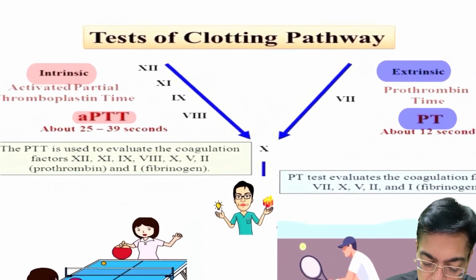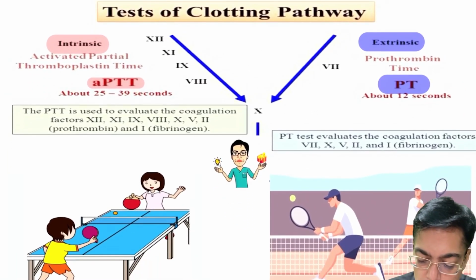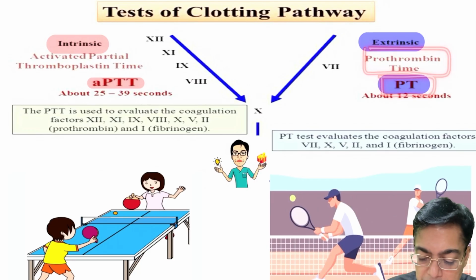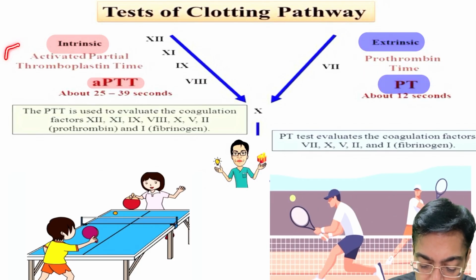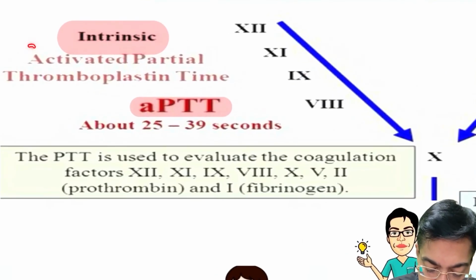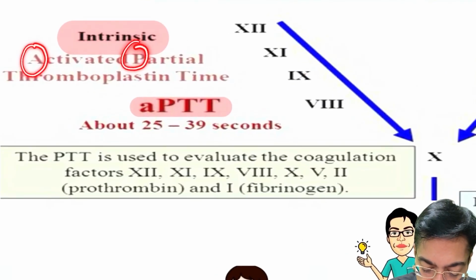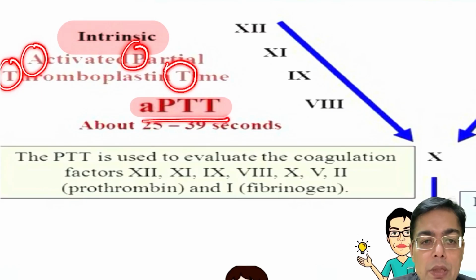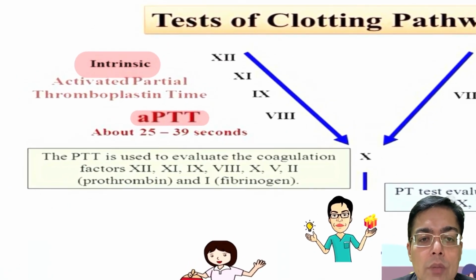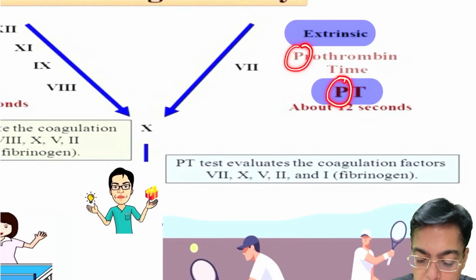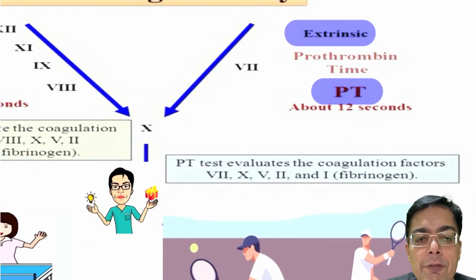These two parameters are, one, prothrombin time, that is also called PT, and the second one is activated partial thromboplastin time. Activated partial thromboplastin time: A for activated, P for partial, T for thromboplastin, T for time. So this is given the name of APTT. So APTT means activated partial thromboplastin time and PT means prothrombin time. They are different parameters which are useful for testing different pathways of the coagulation cascade.